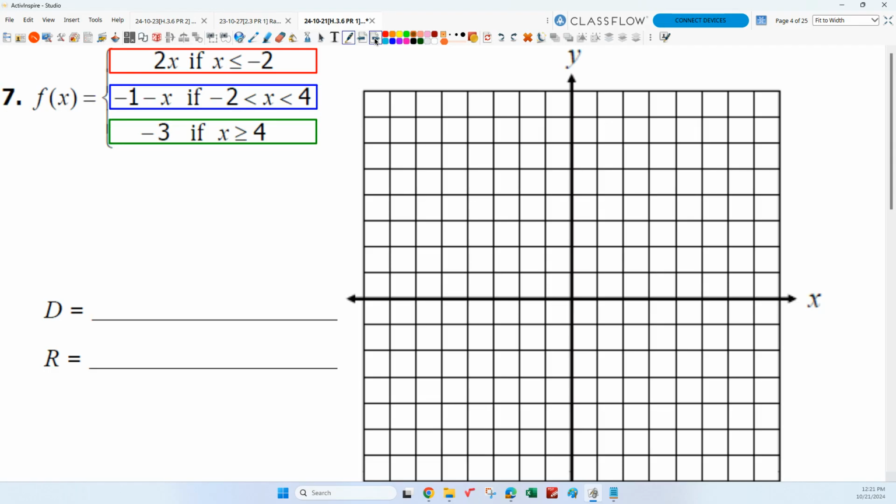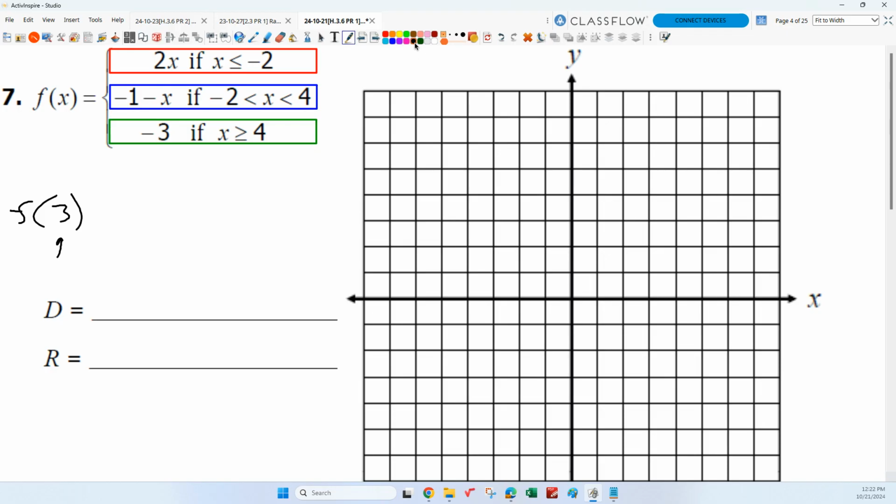What if I wanted to evaluate this function? What if I wanted to know what is f of 3? What's my input value? 3. Right, 3's the input. Okay, which piece would I be interested in if my input is 3? Red, blue, or green? Green. Okay, well look at these pieces here.